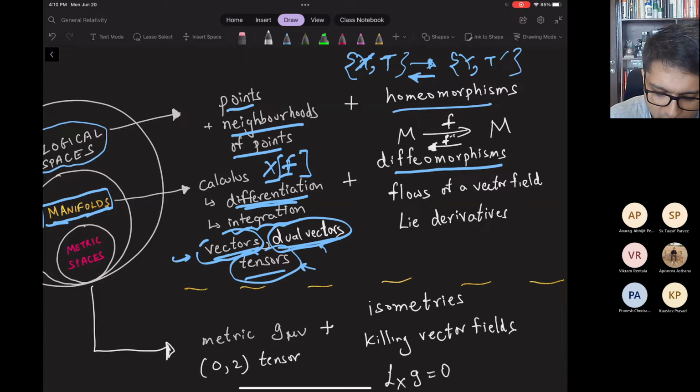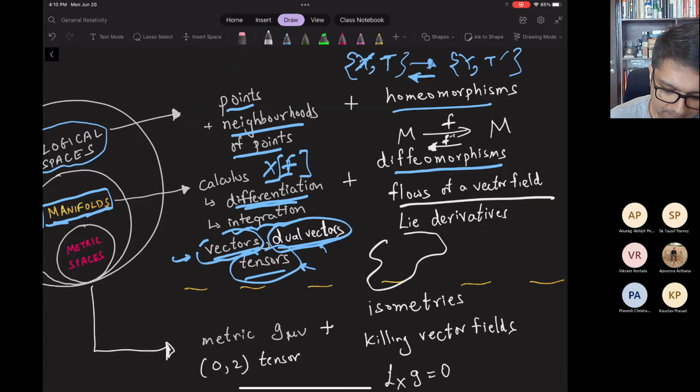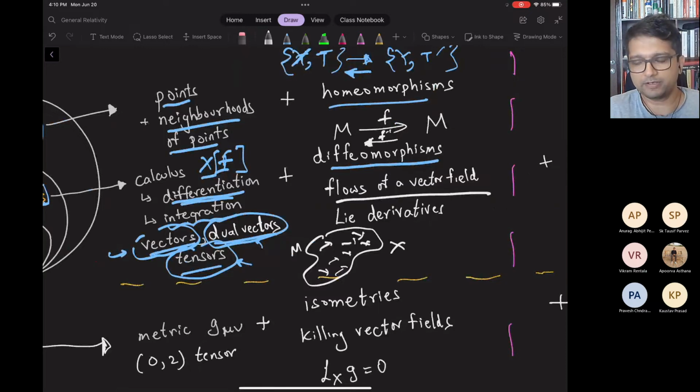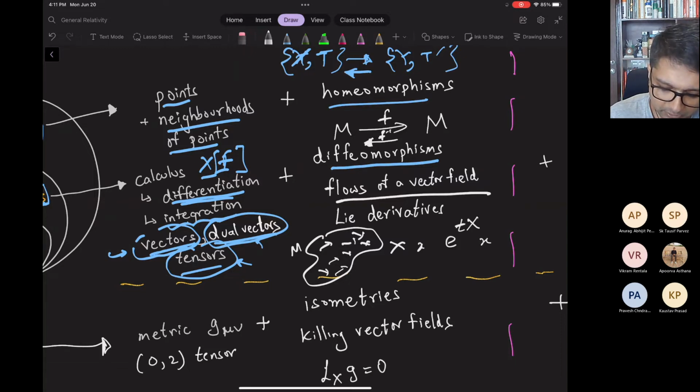We've seen that one class of diffeomorphisms can be generated by flows of a vector field. That is, if I have a manifold M and a vector field X on it, then this vector field X generates a flow, and this flow can be thought of as a continuous series of diffeomorphisms, such that in a particular coordinate notation, if I have a point with coordinate x, then after flowing for a time t, it gets mapped to the point x prime, which is equal to e raised to tX acting on x.